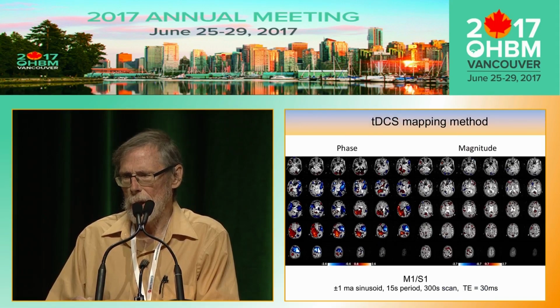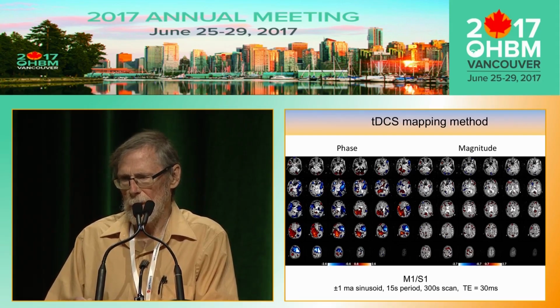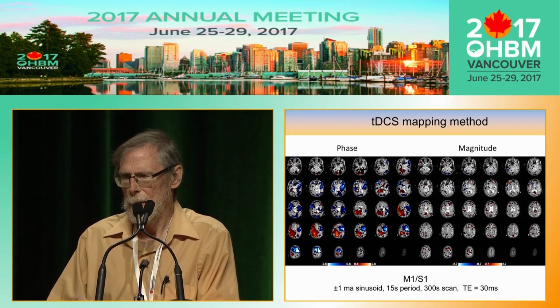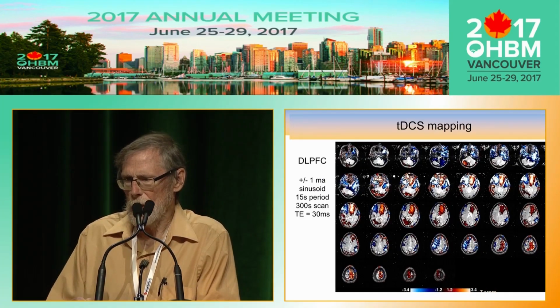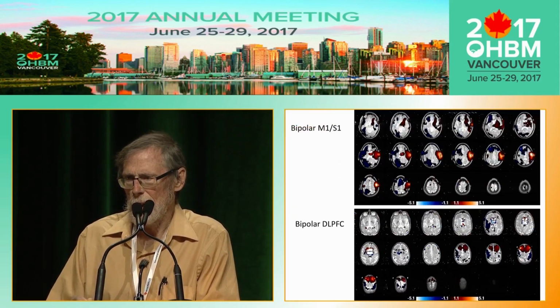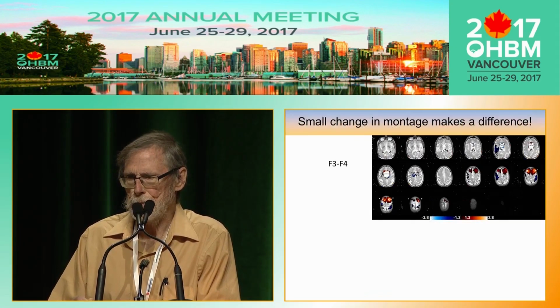And so here's an example with the phase and magnitude activation, if you will, using a sinusoidal perturbation with electrodes over the left and right motor cortex, demonstrating very nicely the positive and negative going change in magnetic field. With electrodes over the prefrontal cortex, again, you get a different series of images. Again, it is very specific to where the montage is. And in fact, if you change the montage, you'll get different looking kinds of signals.